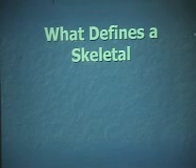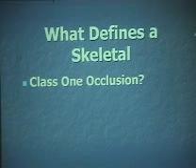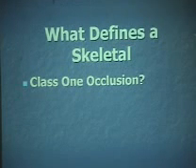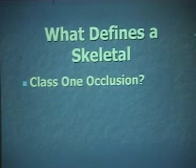What defines a skeletal class 1 occlusion? How would you define it? Help me out a little bit. How do you define a skeletal class 1? First we consider A and B angles. How much? 0 and 4. Between 0 and 4.